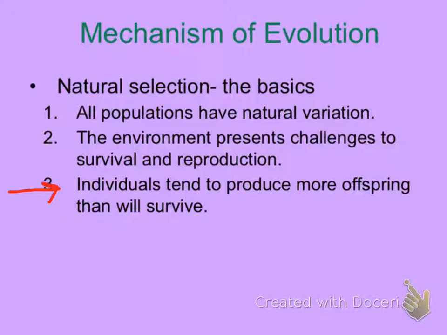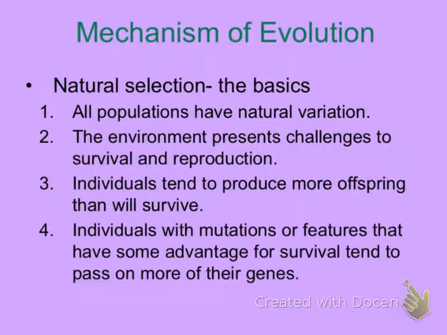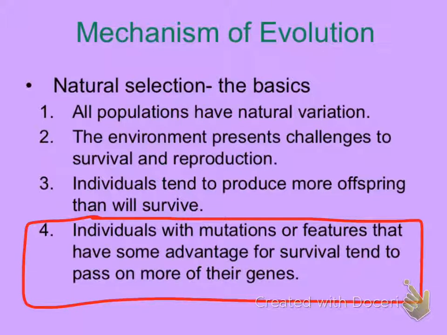And then the last one that I don't have a clever three-word summation for. Individuals with mutations or features that have some advantage for survival tend to pass on more of their genes. Do you guys have a good 3-word summary for that one? There's the one that we commonly hear, survival of the fittest.